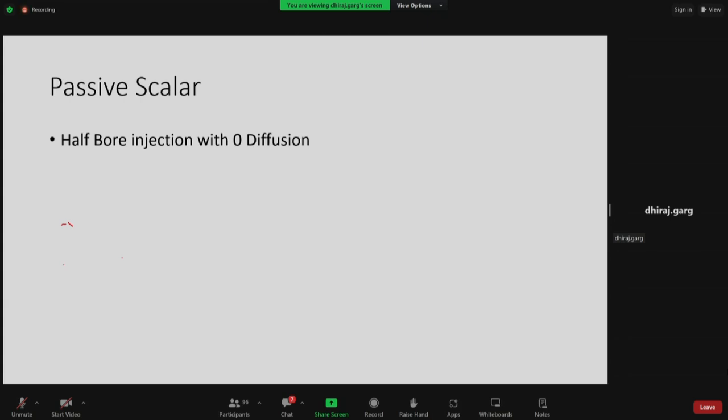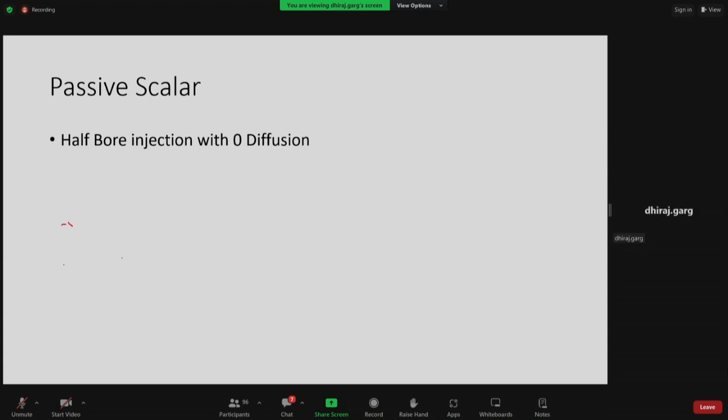I should have given the background. So let's say there is a cylindrical flow, and there is a laminar flow. In laminar flow, as you are aware, there is a parabolic velocity profile. In the lower half, or upper half, we are injecting the tracer. Since the tracer is non-diffusive, will it diffuse to the other half in which it is not injected? It will not diffuse, I think.